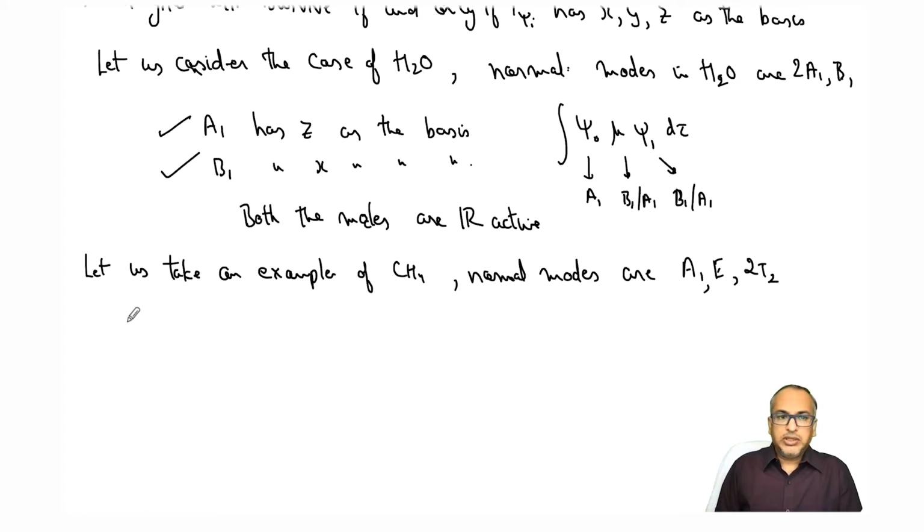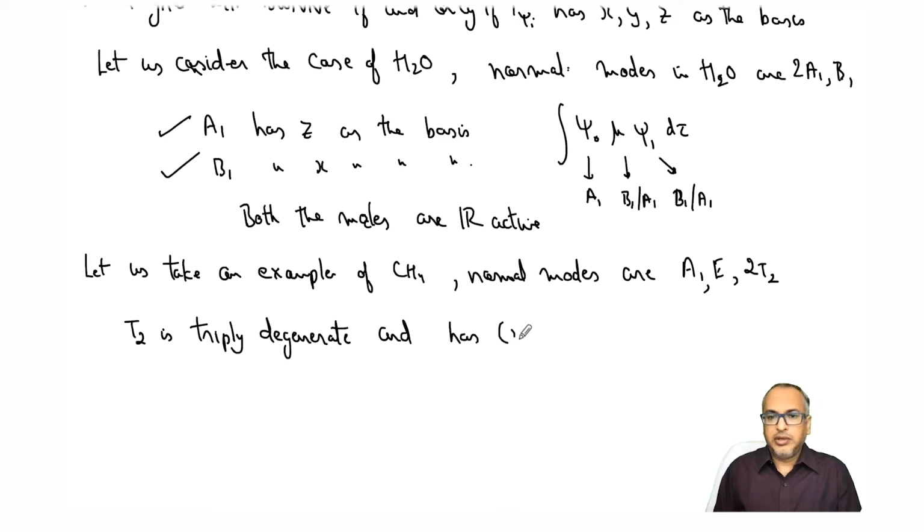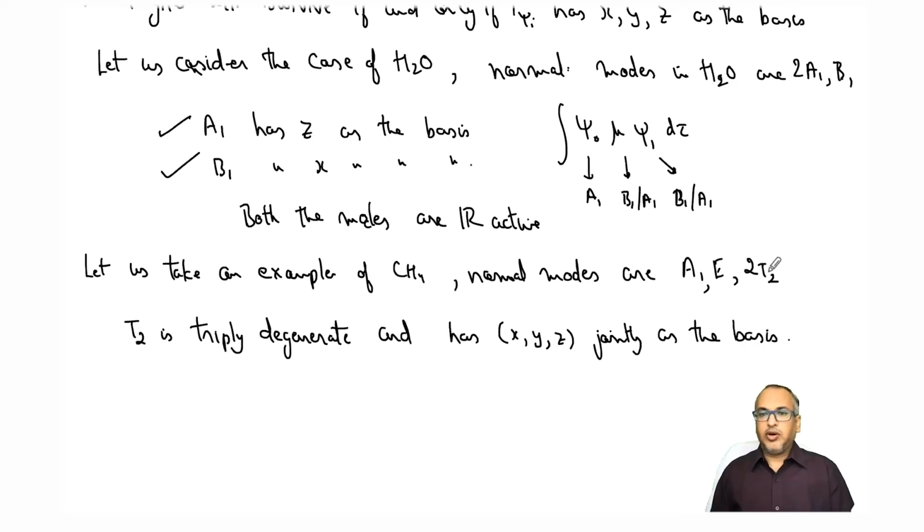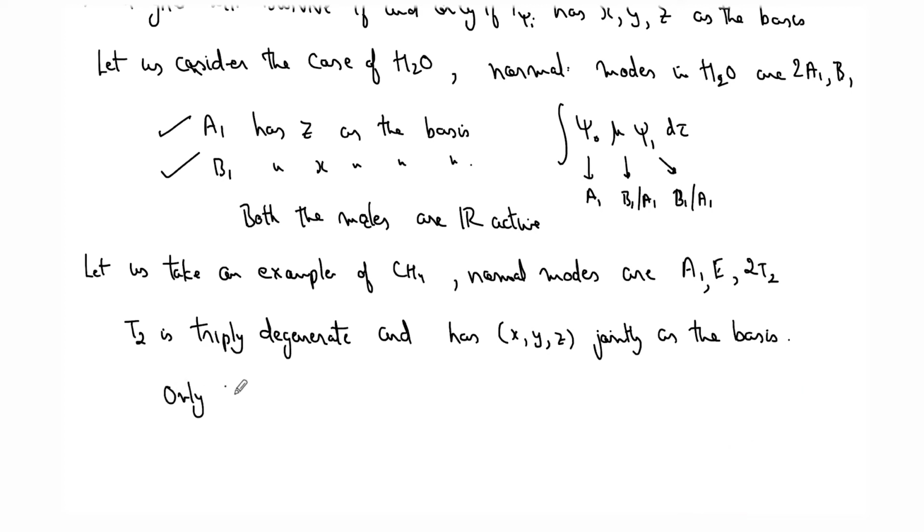Now out of this, T2 is triply degenerate and has X, Y, and Z jointly as the basis, right? So that means the only T2 mode will survive here, other modes will not survive. So that means only T2 modes.